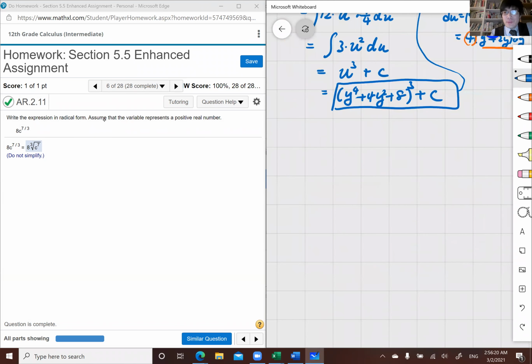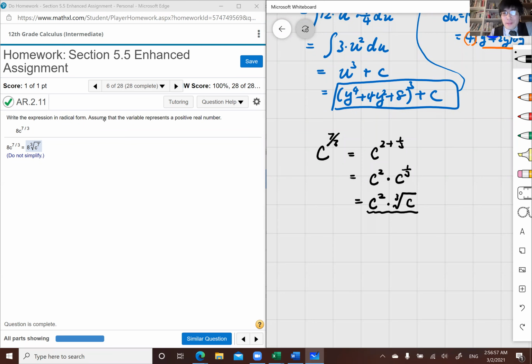Well, this is just a review problem. It is like rewriting the fractional powers into radicals. This is the same thing as c to the power of 2 plus 1/3, which is the same thing as c squared times c to the 1/3. That is equal to c squared times the cubic root of c. So that's how you can rewrite it.